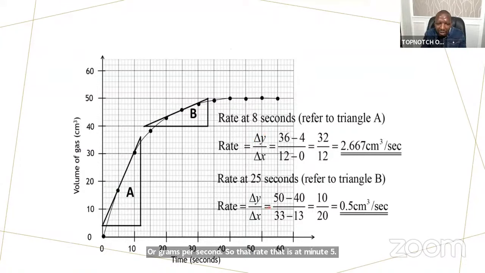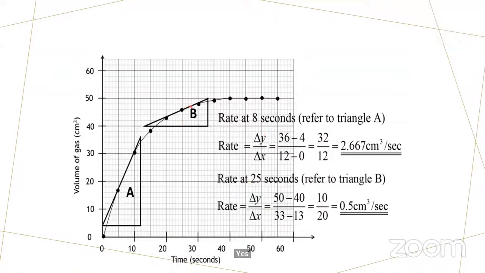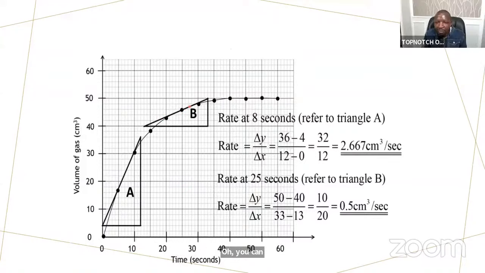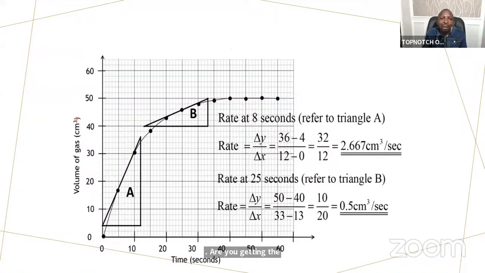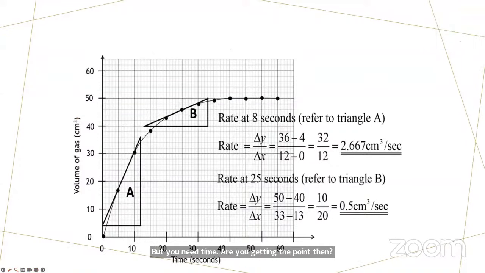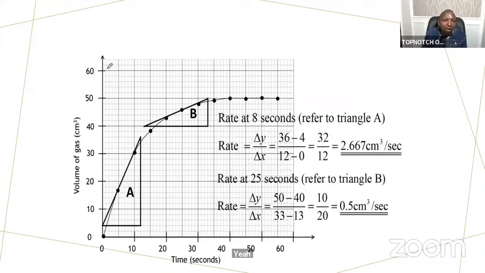So at minute 25, you look at this point and draw a tangent that is touching. It can be gram per second. Sometimes it can be calcium carbonate reacting with HCl. In that kind of case, you're going to plot the graph of mass consumed per unit time. Are you getting the point? Now that curve will be different, it will not look like this. The curve of decrease in mass will look something like this.